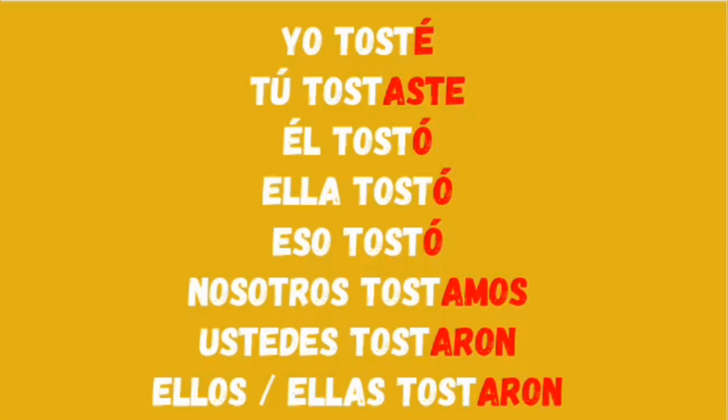If you want to say she toasted, you have to say ella tostó. To say it toasted, you have to say eso tostó. If you want to say we toasted, you have to say nosotros tostamos. If you want to say you toasted in the plural form, then you have to say ustedes tostaron.